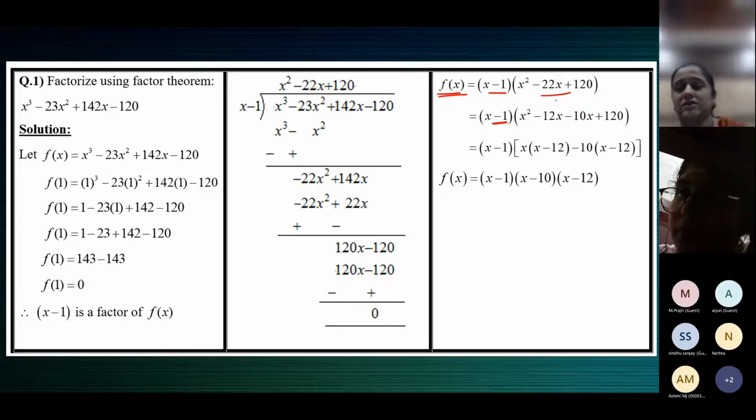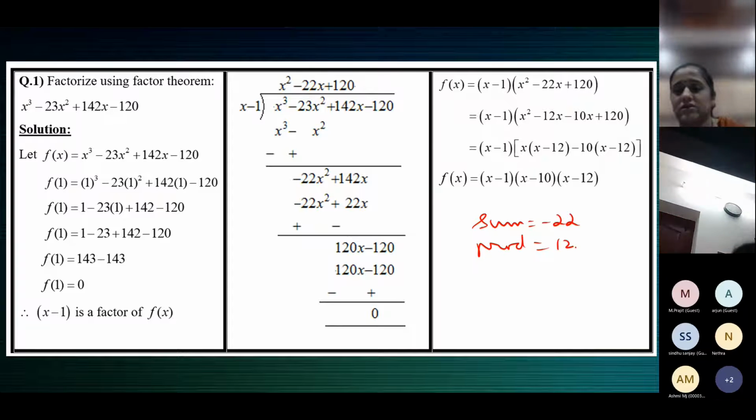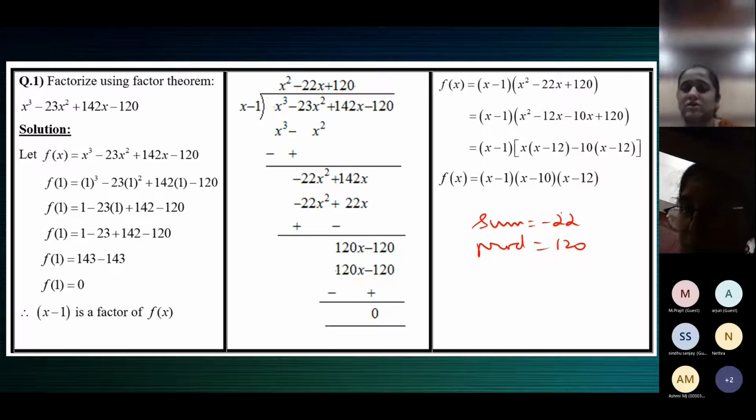Now, this is already linear. Factorize this one by splitting the middle term. The sum is minus 22 and the product is 120. So you have to find the two numbers that satisfy the sum and the product. And the two numbers are minus 12 and minus 10.